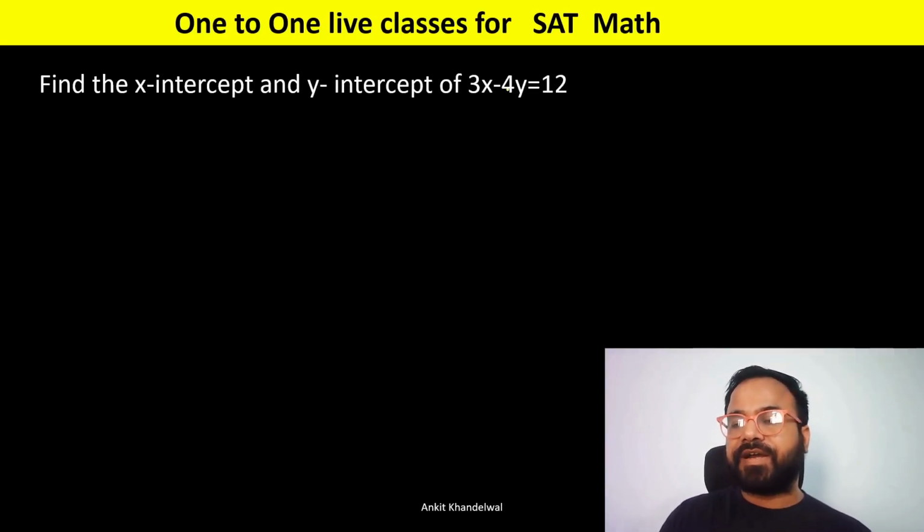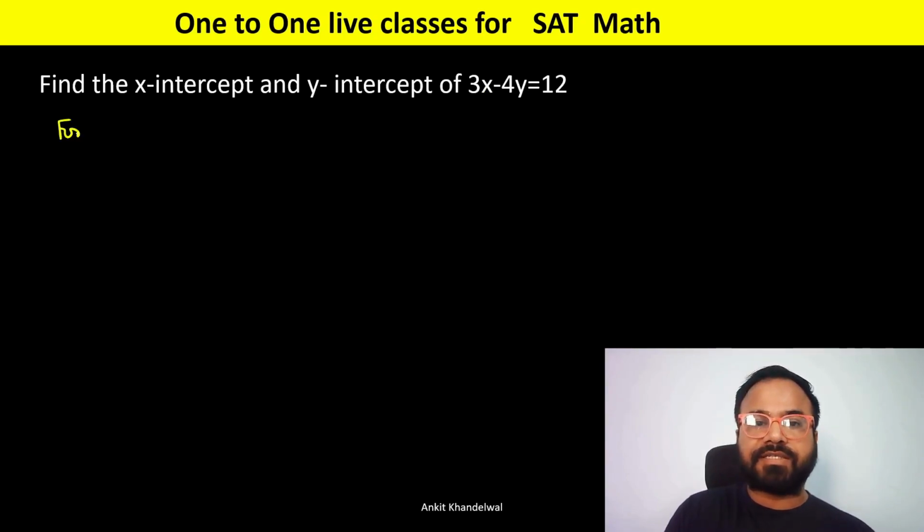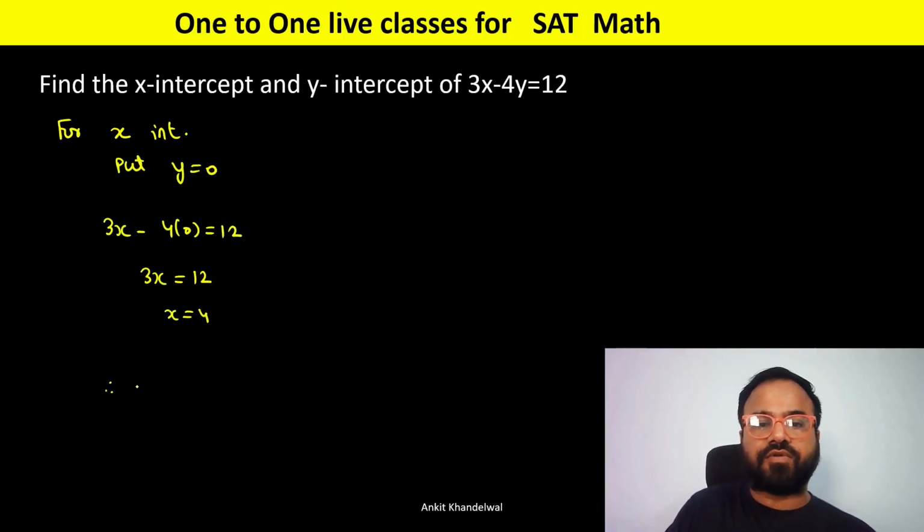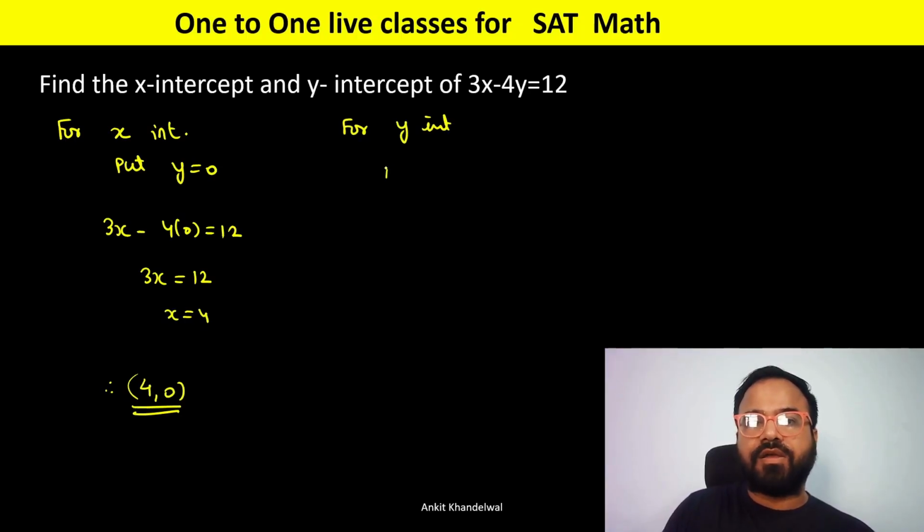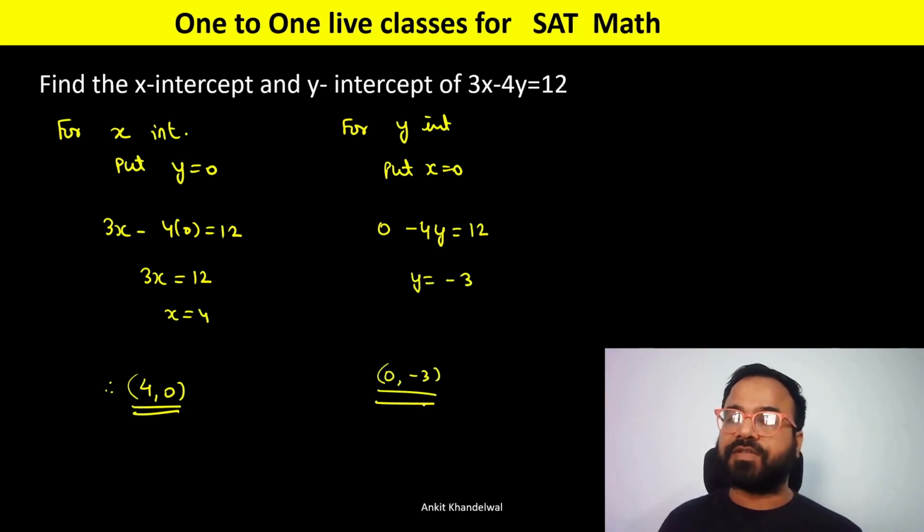Find the x-intercept and y-intercept for this line. So we know for the x-intercept we have to put y equals 0. So if I put y equals 0, 3x equals 12, so x equals 4. So (4, 0) is the x-intercept and the zero of this line also. And for the y-intercept we have to put x as 0. So if I put x as 0, it will be 0 minus 4 times y equals 12. So y equals negative 3. So (0, -3) is the y-intercept of this particular line.